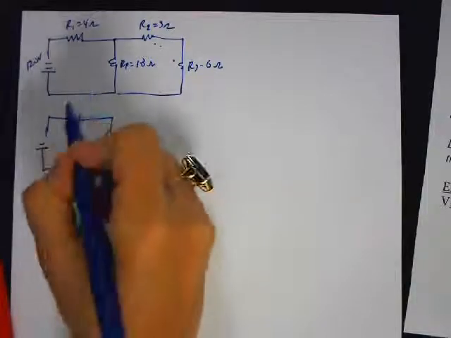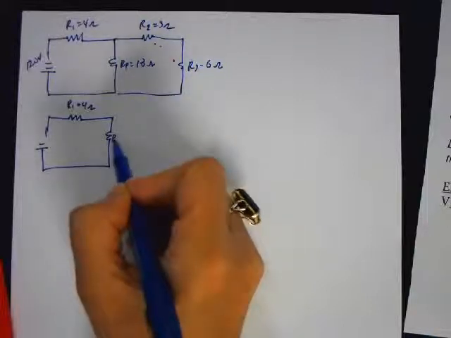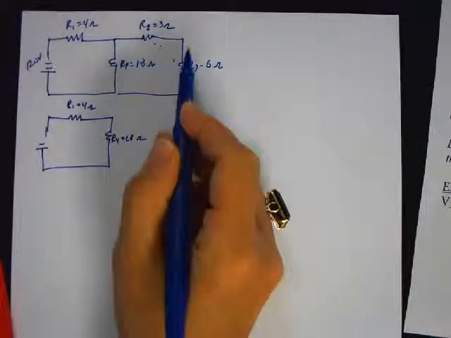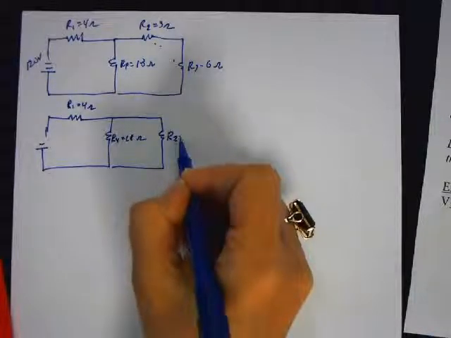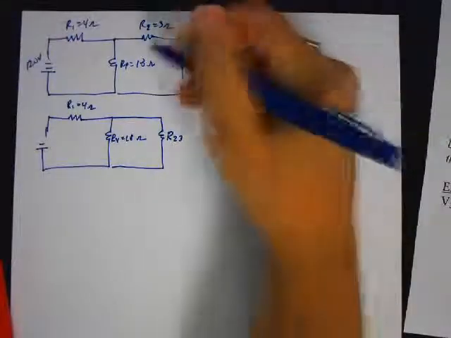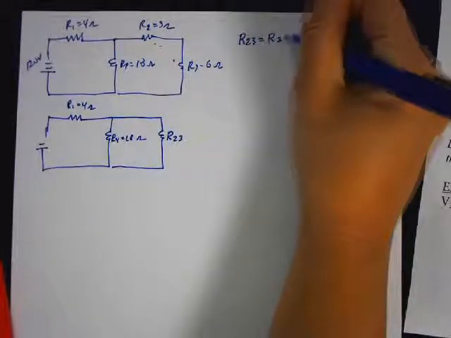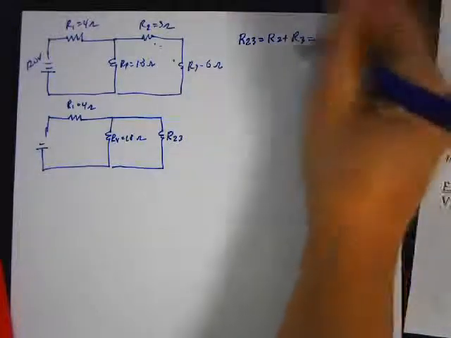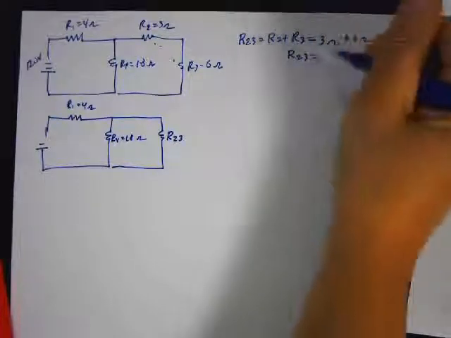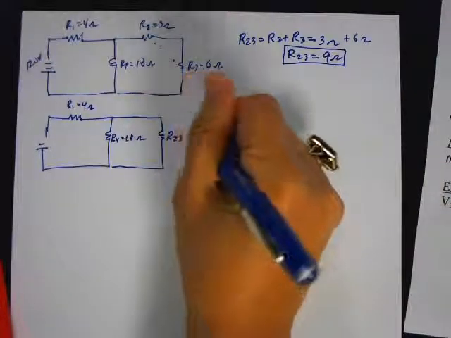And I'm going to leave R1 alone because I'm not touching that. I'm going to leave R4 alone because I'm not touching that. And instead of R2 and R3, I'm going to combine them with a resistor I'm going to call R23. Now, how do I find the magnitude of R23? Well, these two are in series, so R23 is going to be equal to R2 plus R3. So that's going to be 3 ohms plus 6 ohms, so R23 is going to be 9 ohms. So now this is a 9 ohm resistor.